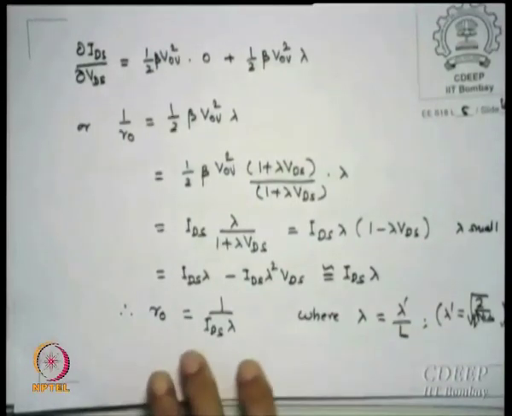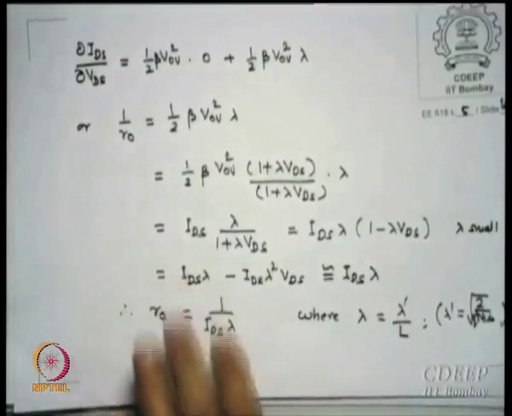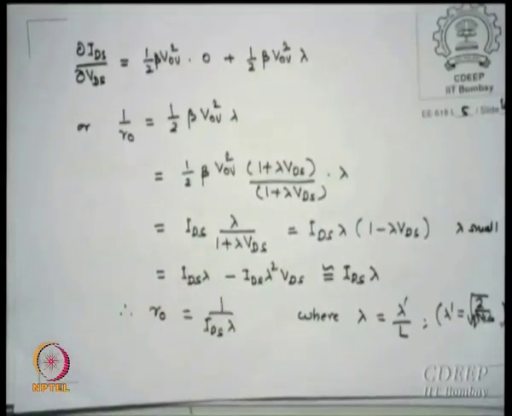So I always start analytically by saying that R0 is 1 upon IDS lambda. Though I have shown you so much physics, how much it varies and why it will vary, our modeling in SPICE should take care of that. But analytically, this is a good enough expression for us. Is that difference clear to you? Why did I show you both sides? Because you should not say that this is always correct. This is not correct, but this is good enough for analytical solutions.